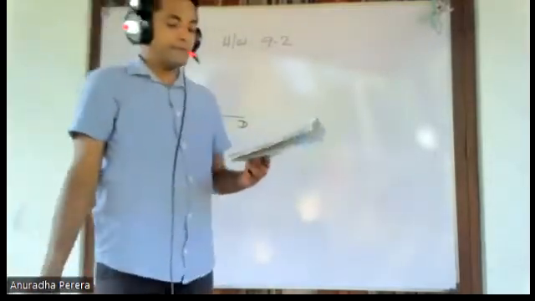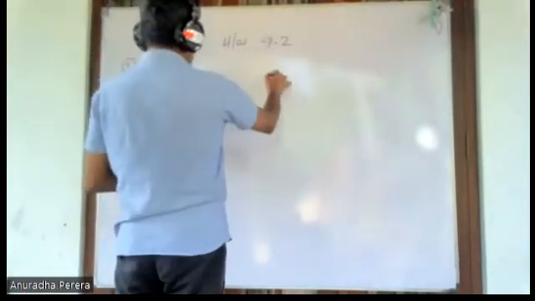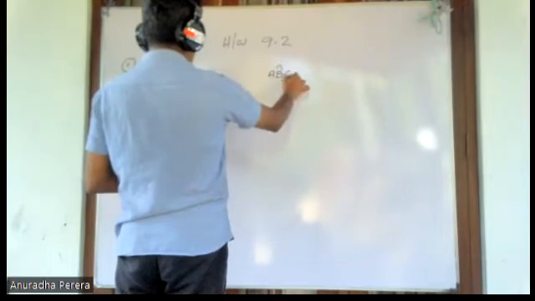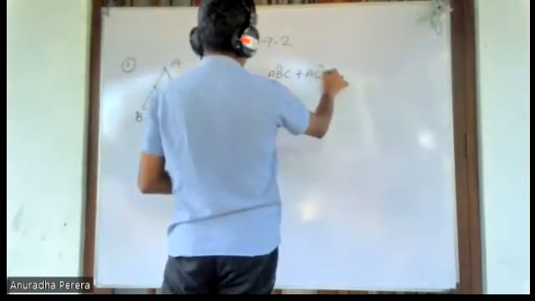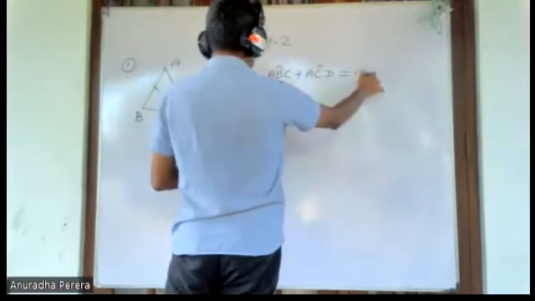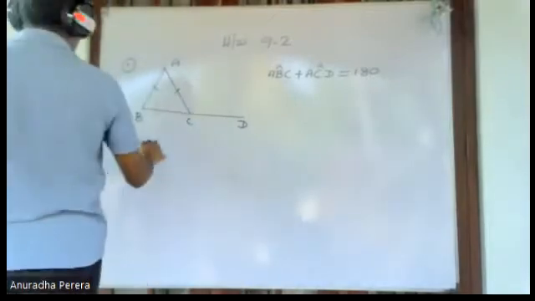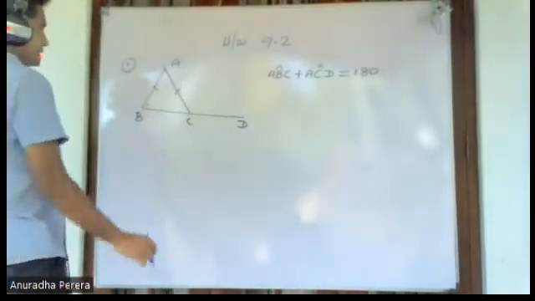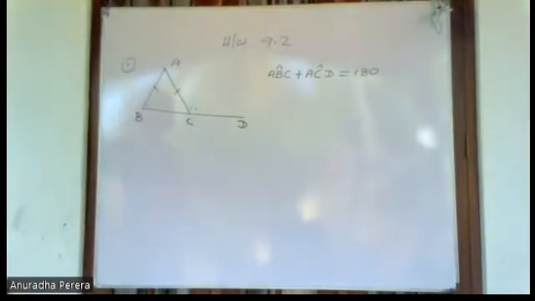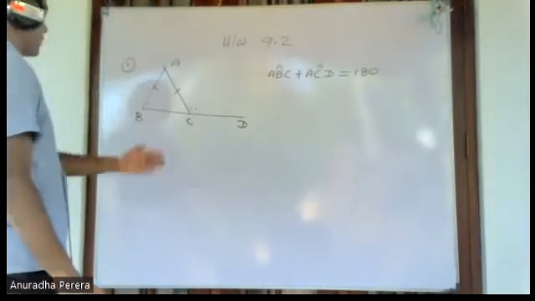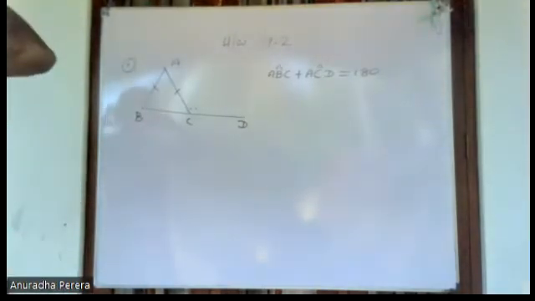Based on the information in the figure, prove that angle ABC plus angle ACD is 180 degrees. The sum of these two is 180 degrees, right? Then how do we prove it?